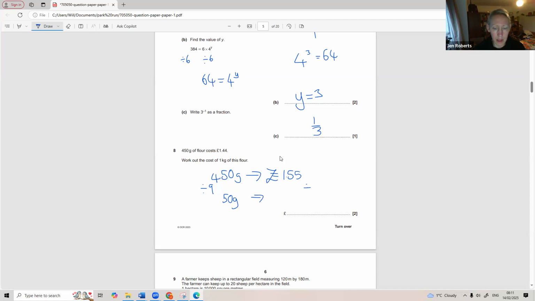I'm going to do the same to this side. So £1.44 divided by 9 is 0.16. Right, I'm going to double it to get 100 grams. So times both sides by 2. 100 grams is worth 0.32 or 32 pence. But I want 1,000 grams because that's 1 kilogram. I'm going to multiply this by 10, which gives you £3.20.